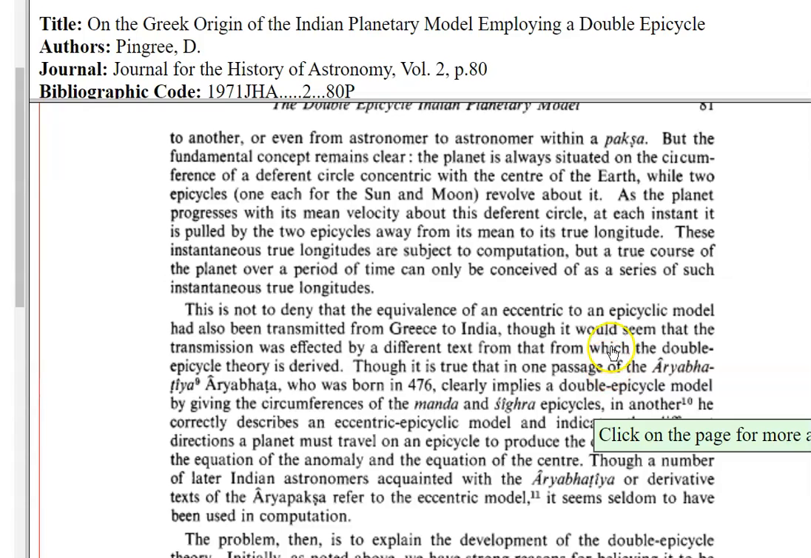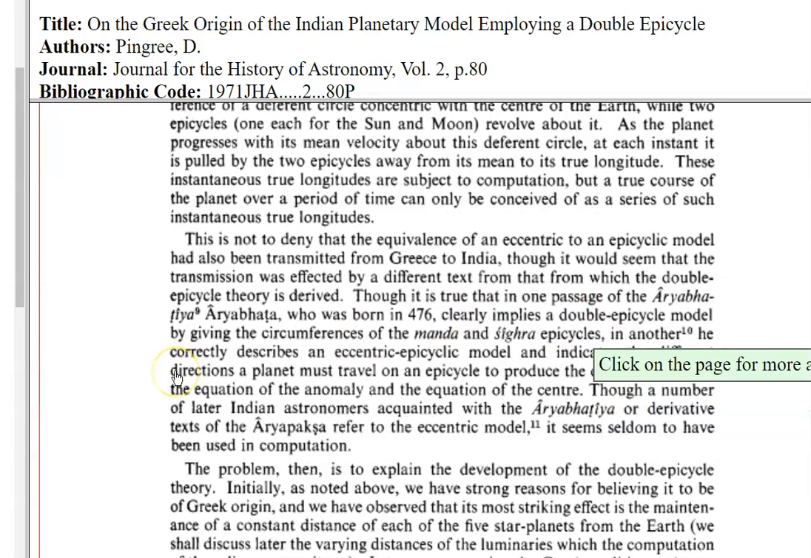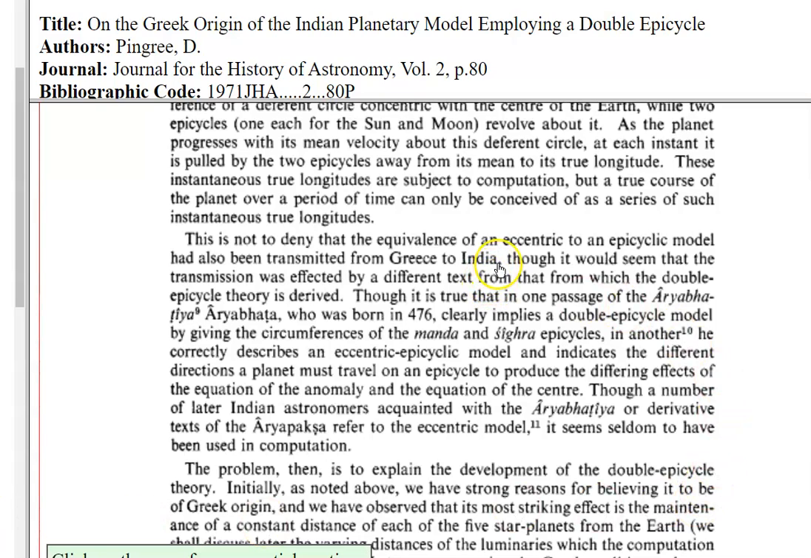And so the Indian model agrees with Aristotle. That's the main point that Pingree is making. Ptolemy's model does not agree with Aristotle. And then he goes on to say, this is not to deny that the equivalence of an eccentric to an epicycle model had also been transferred from Greece to India. Now, this is total speculation. He's saying that the eccentric that Ptolemy had was also transported to India, even though we don't really see that in the double epicycle.